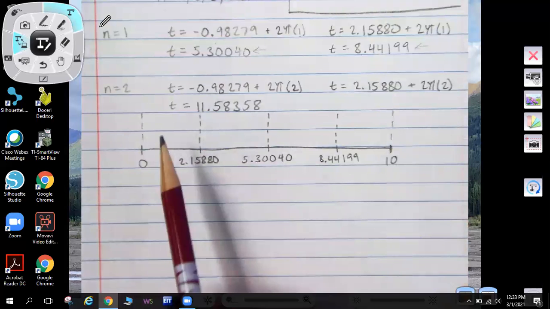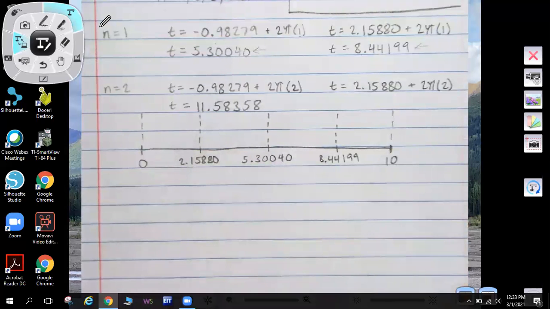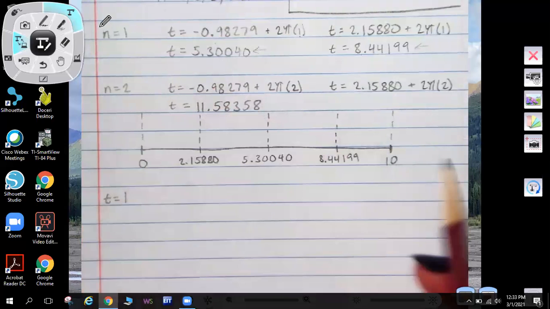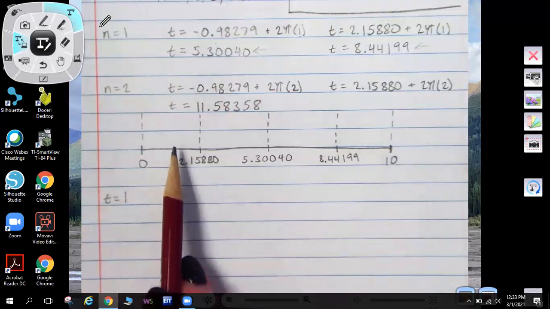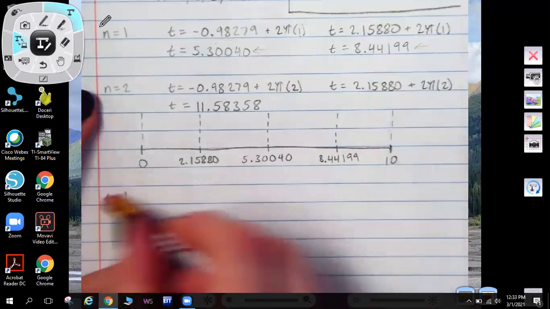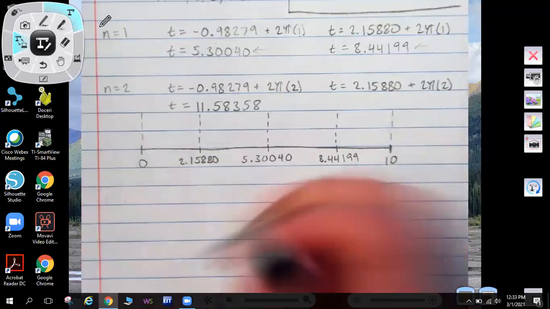Okay, so we need to try a number in each of these intervals. So those will be values of t. T equals 1 seems like the easiest number in this first interval to test, and we're plugging those into our derivative. So maybe we should remind ourselves what that is first.